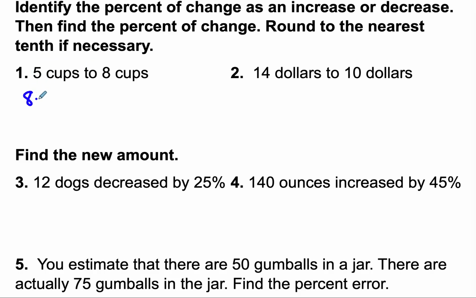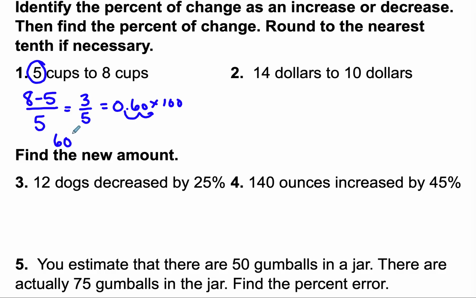Number 1, 5 cups to 8 cups. So we subtract big minus small. We divide by our original, which is our first number. 8 minus 5 is 3. 3 divided by 5 gives me 0.6. I can either multiply by 100 to make it a percent, or I can move my decimal 2 places over to the right. That gives me 60%, and then the number is getting bigger, so that's an increase. You do need to label increase because that was part of the directions. It said to identify if it was increase or decrease.